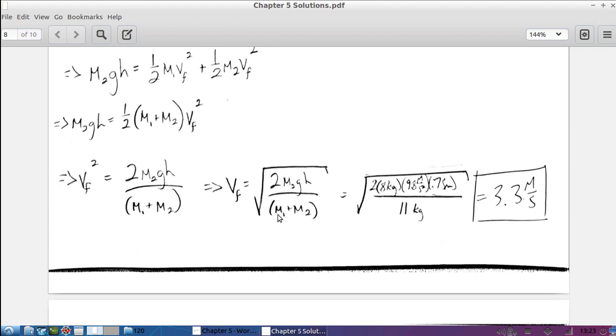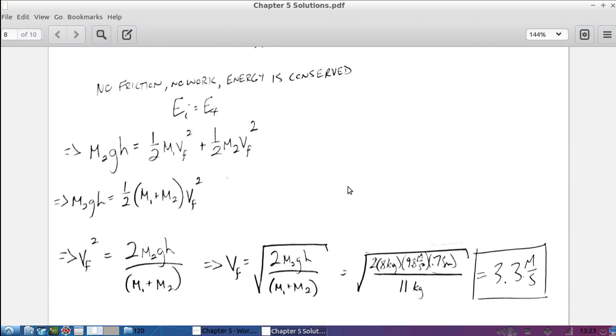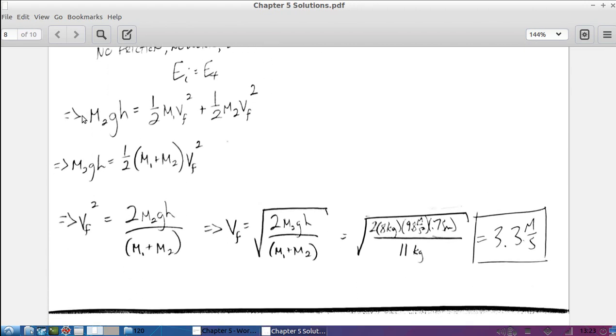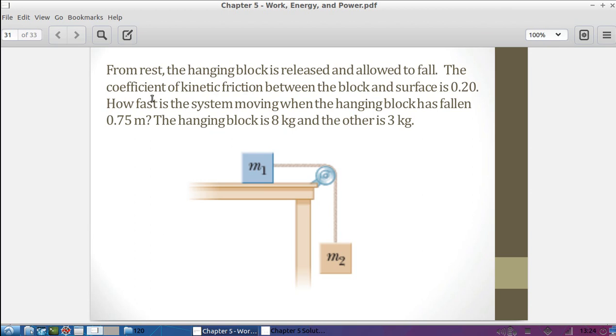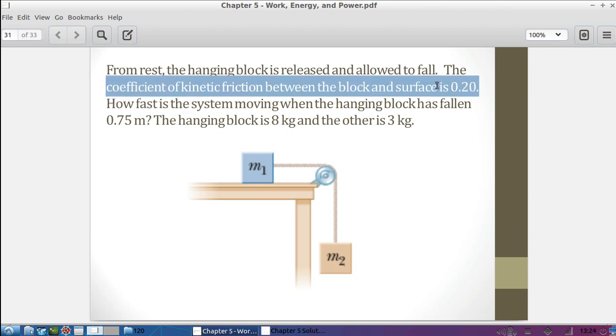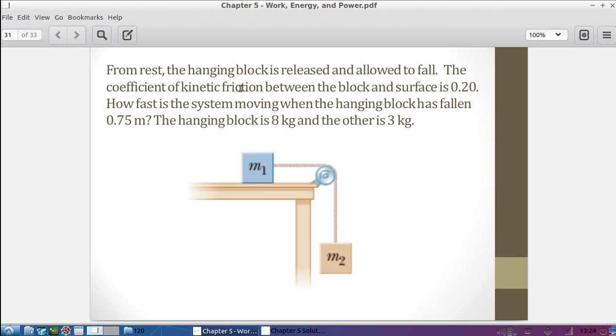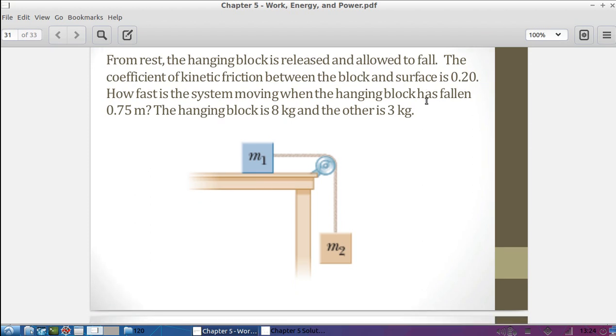I've got the masses of both blocks. They were given to me. I've got the height of M2 initially, 0.75 meters. I can plug my values in and I get a speed for both blocks of 3.3 meters per second. Okay. Conservation of energy. Initial energy equals the final energy. You'll have all the terms you need, or you'll at least have a way to find all the values that you need to get that final velocity. And again, sorry about that. I neglected the friction in the first part, so I'll come back and rework this problem with friction.